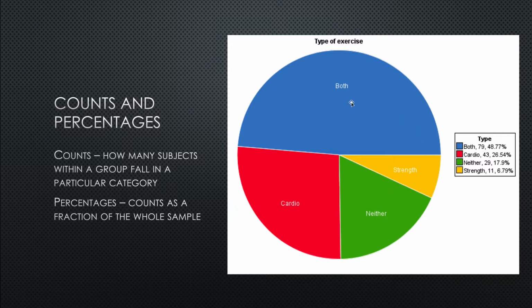So we can say 48% of the people, the majority, picked both. They do both types of exercise. 26%, or rounding 27%, picked cardio only. 7% picked strength training only. And then we had 29, or again, 18% of the population say neither. So again, this gives us an idea of counts and percentages, a really useful way to display descriptive data.